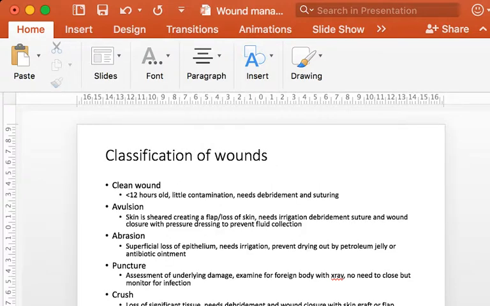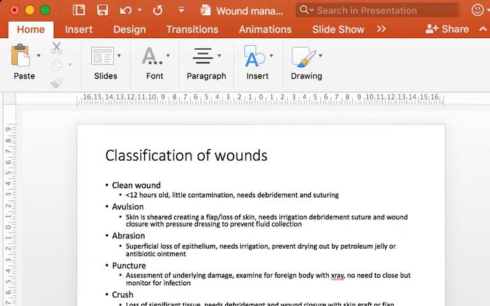In terms of classification of wounds, a clean wound is a new wound which has little contamination and needs debridement and suturing. An avulsion is when skin is sheared, creating a flap or a loss of skin. This needs irrigation, debridement, sutures, and wound closure with a pressure dressing to prevent fluid collection. An abrasion is a superficial loss of epithelium. It needs irrigation to prevent it from drying out. You can also use petroleum jelly or an antibiotic ointment.